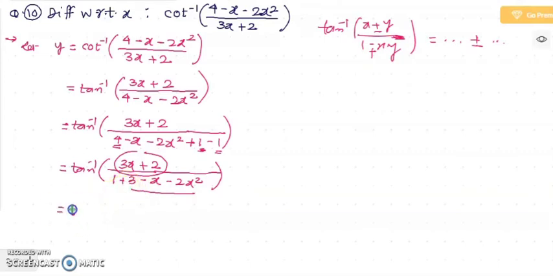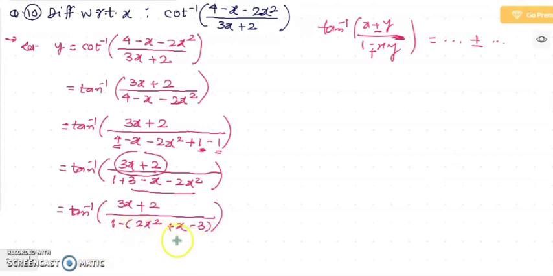See this, tan inverse of 3x plus 2 upon 1, and then these three terms are there. I have to write them by making the x square sign positive. So I have to keep this negative sign outside. Then that minus 2x square will become plus 2x square, minus x will become plus x, and plus 3 will become minus 3.